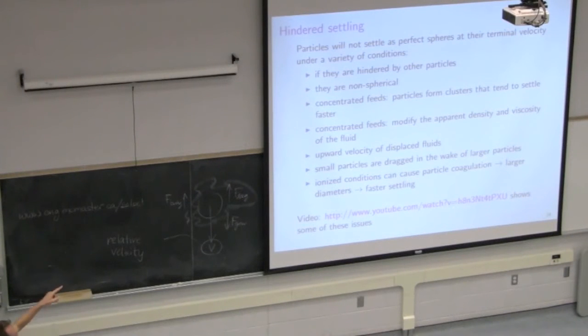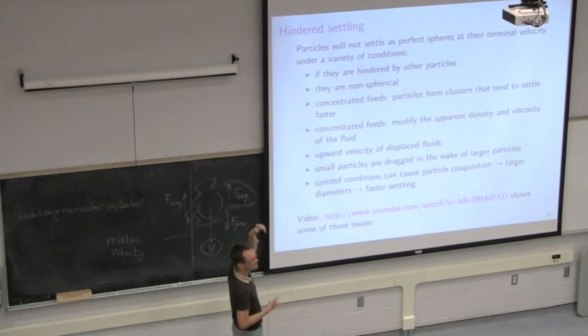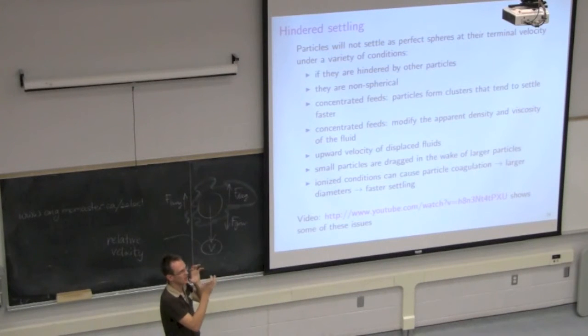Our particles are hindered by others. Our particles are generally non-spherical. We have very highly concentrated feeds that will form clusters of particles, and those clusters will form an equivalent diameter of particle that's actually larger than the individual particles making it up. So we get faster settling, in fact.